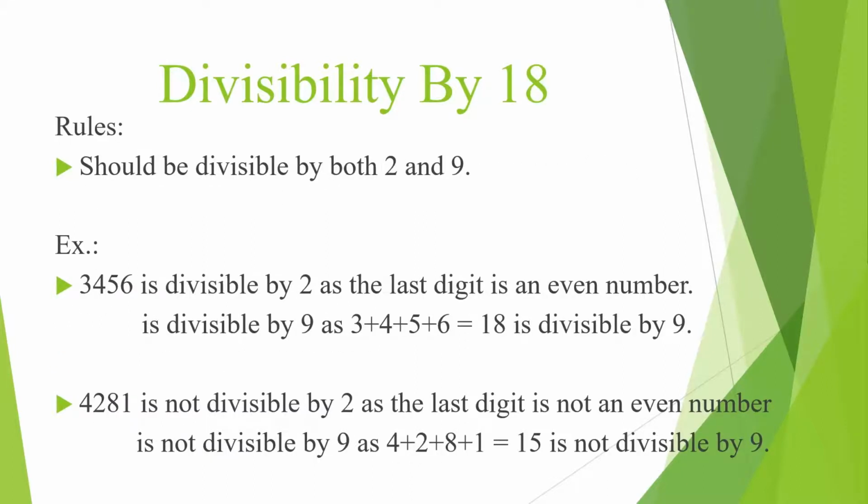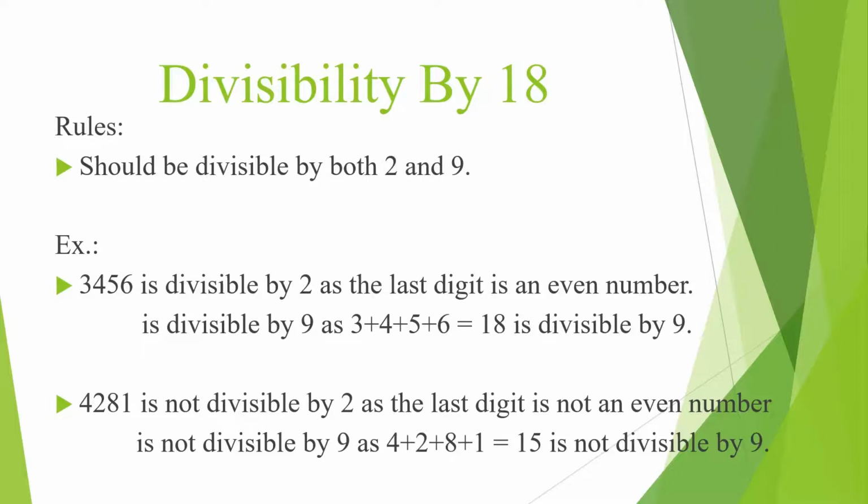Let us consider the next number, 18. 18 has two factors, nothing but 2 and 9. So it should satisfy both the conditions: if a number has to be divisible by 18, then that number should be divisible by both 2 and 9. So if it satisfies both the conditions, then the number is divisible by 18.